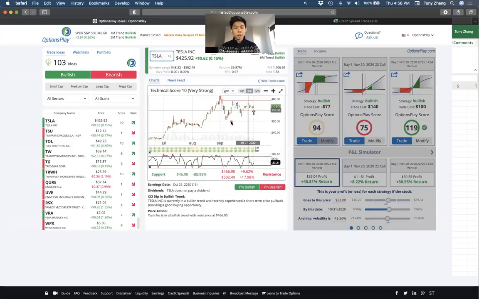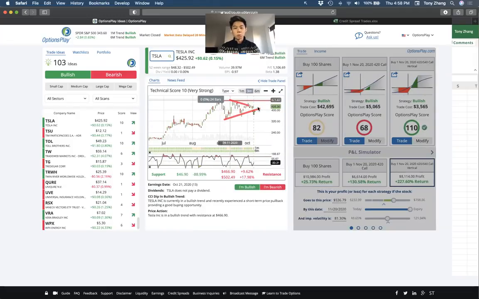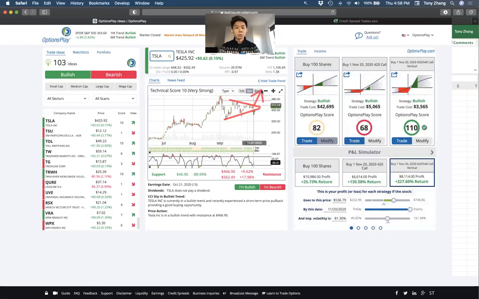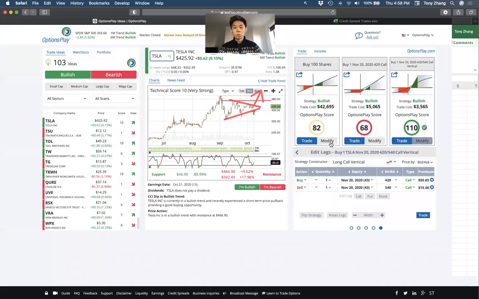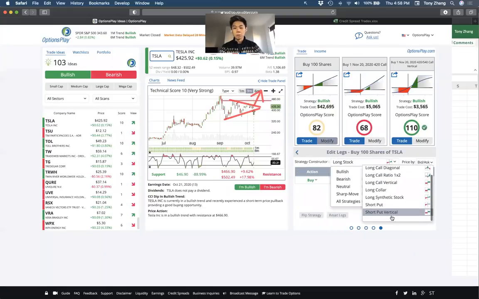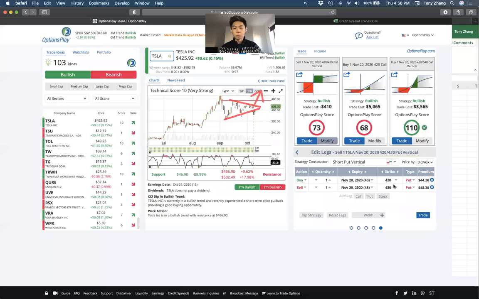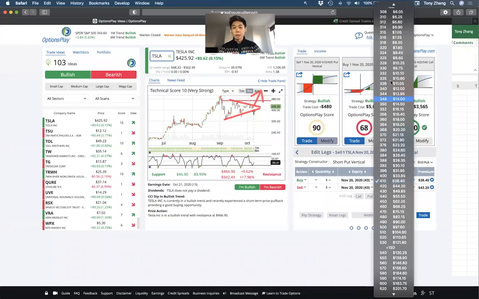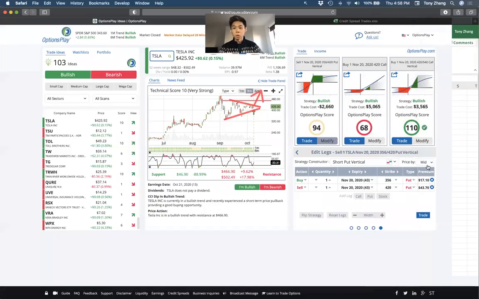So Tesla's certainly been range bound here for the past couple of weeks or so. It's been trading itself into a bit of a triangle here. Maybe you think that there's going to be a breakout here to the upside. So what we can use is our strategy constructor to construct a short put vertical. We're going to sell the 420 by the 356 or so.